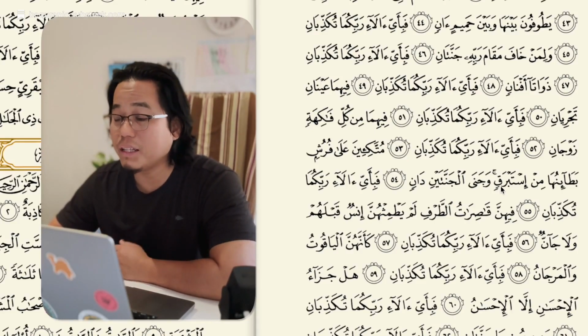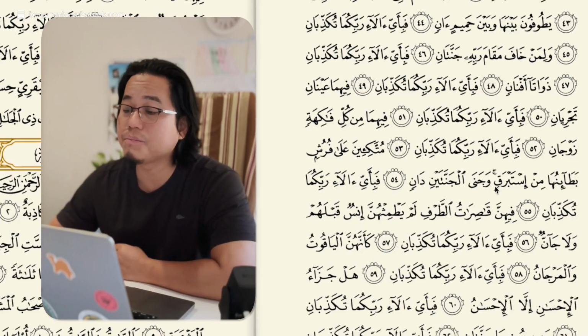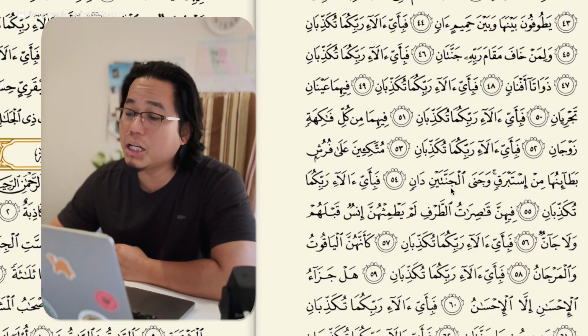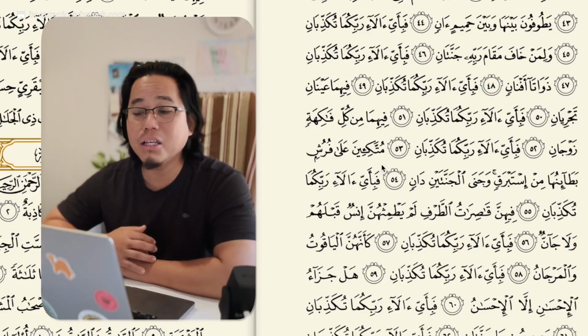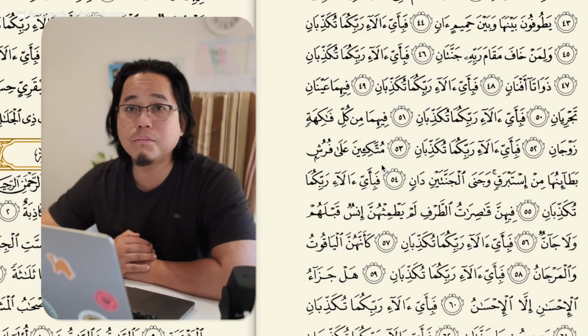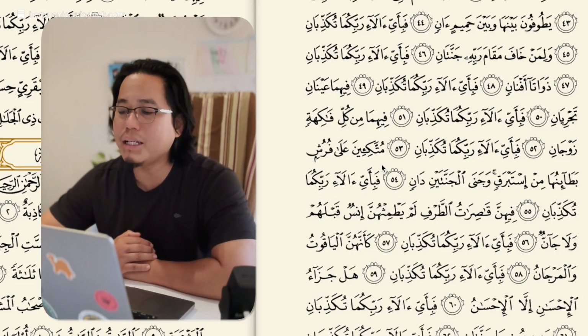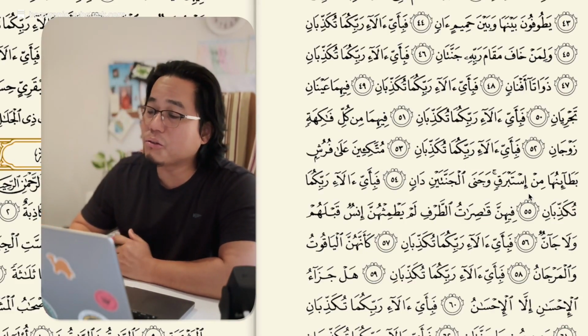Min istabraqa. Qalqalah. Qaf at the end. Read it with a qalqalah bounce. وجنى الجنتين جنة من أصلي, تين دان من عارض السكون. So متكئين على فرش بطائنها من استبرق. Oh sorry, I forgot to highlight this.